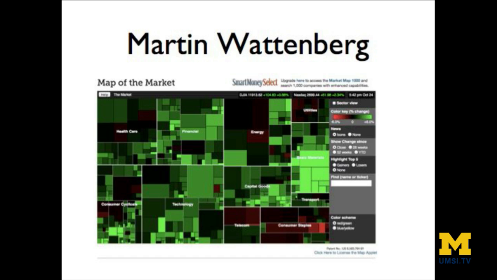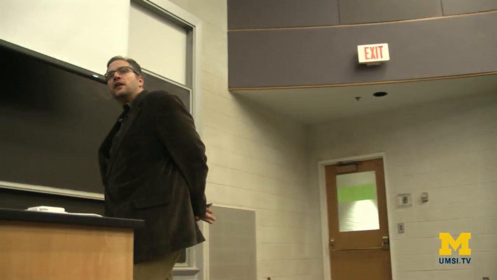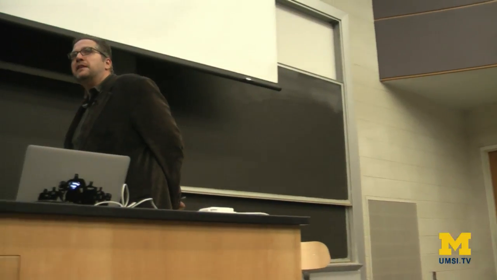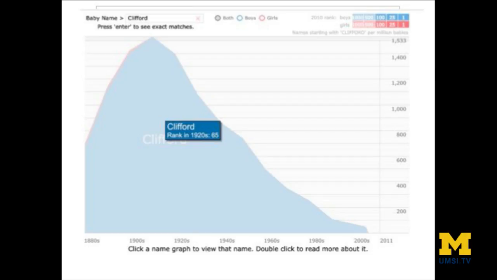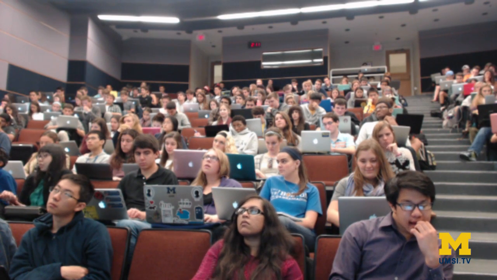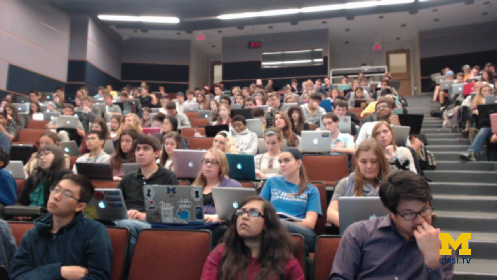Martin's actually married to a very nice lady named Laura Wattenberg, and Laura writes books about baby names. So Martin helped her to create what's known as the Baby Name Wizard, and you can go in and you can see how common your name is. And you can see that commonality over time. So with this graph, what you can see are boys and girls, for some reason, named Clifford, my name, over the past 100 years or so.